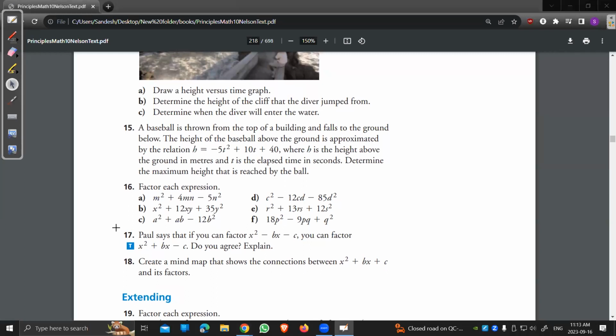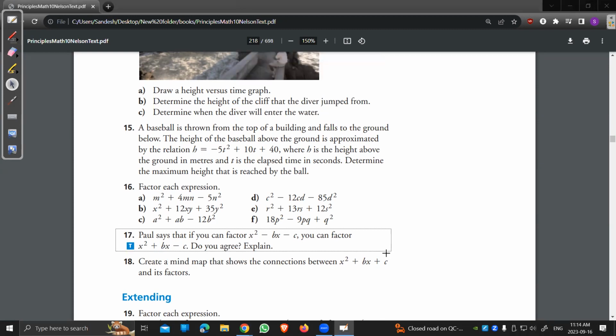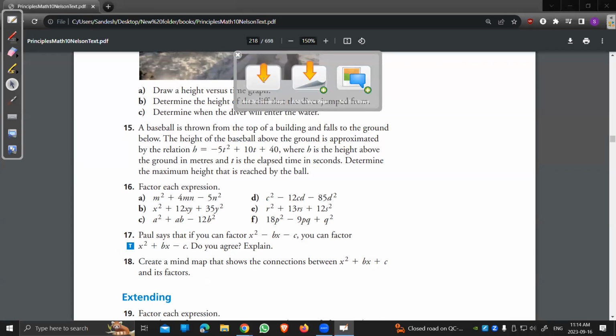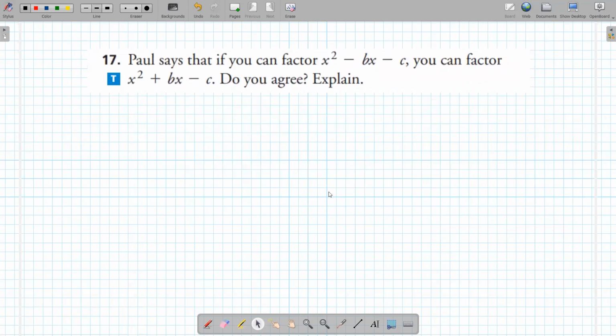Let's move on to this one. So Paul says if you can factor this expression, anything in this form, you can factor anything in that, or the same thing with a plus sign in the middle. Can you think of an example where this equation is true? Give me a value of b and c. I'll give you one of them.